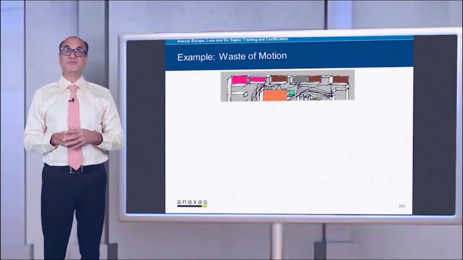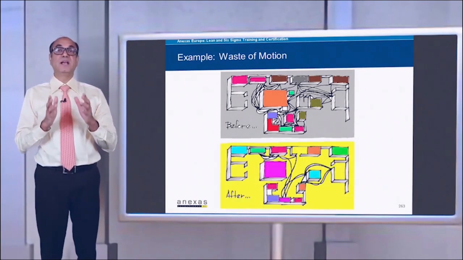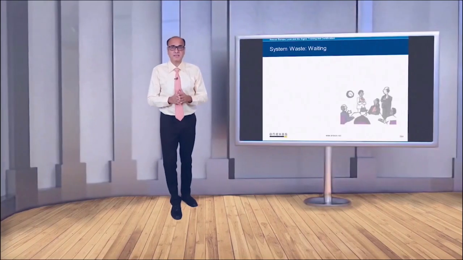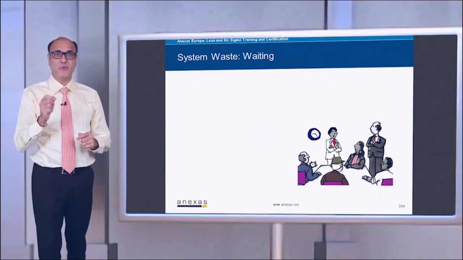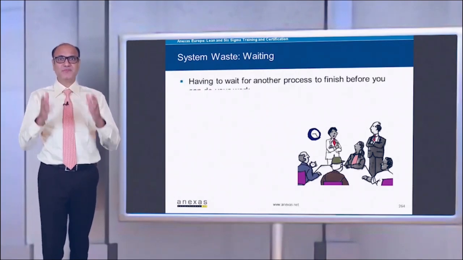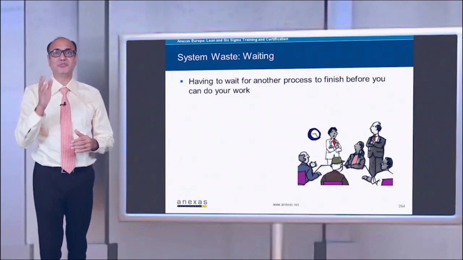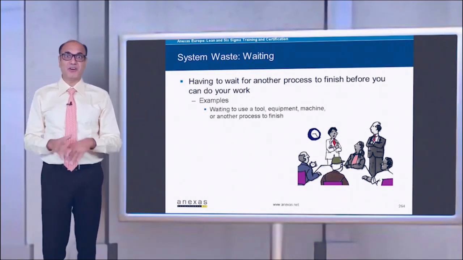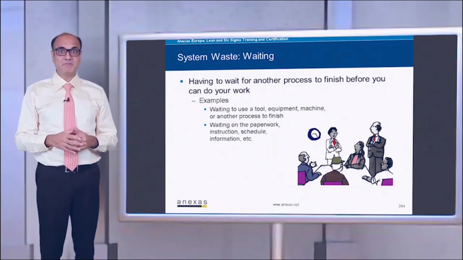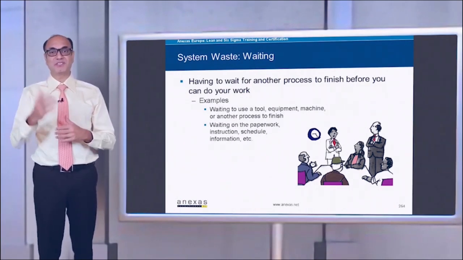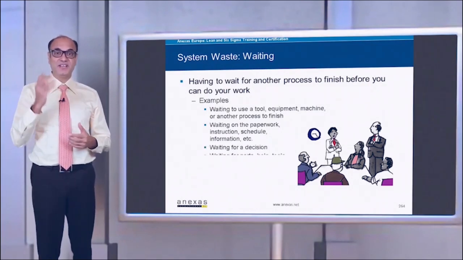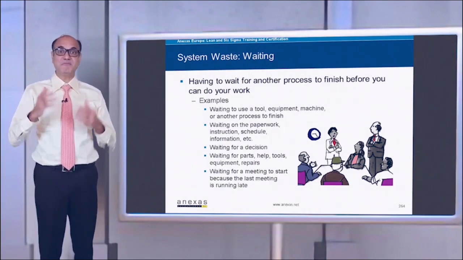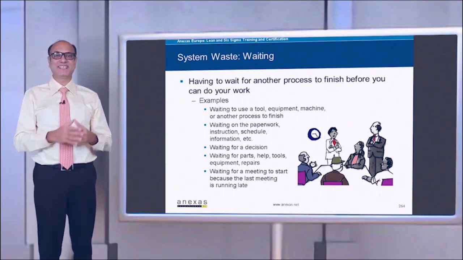So these are some of the examples of motion waste, and we should try to reduce it by again using spaghetti diagram and rearranging the workplace. One of the process wastes which is present everywhere is waste of waiting. Having to wait for another process to finish before you can do your work. Some of the examples could be waiting to use a tool, equipment, machine or another process to finish, waiting on the paperwork, instructions, schedule, information, etc., waiting for a decision, waiting for parts, help, tools, equipment, repairs, or waiting for a meeting to start because the last meeting is running late.